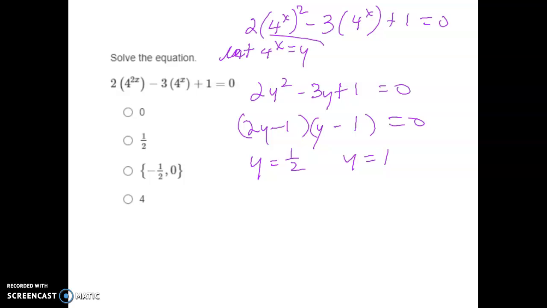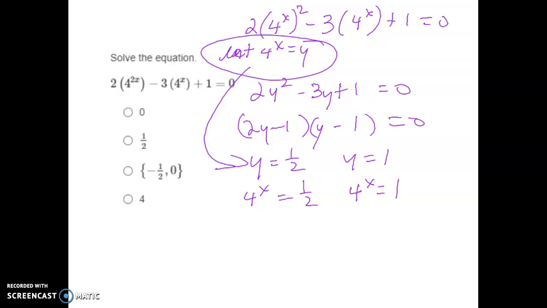Substitute the 4 to the x back in, right? I'm going to substitute it back in. So rewrite 4 to the x actually equals 1/2. And 4 to the x equals 1. So that's just x equals negative 1/2 and x equals 0.